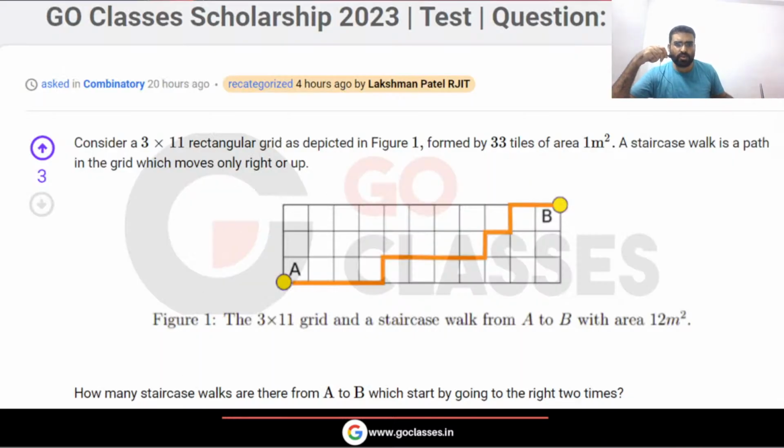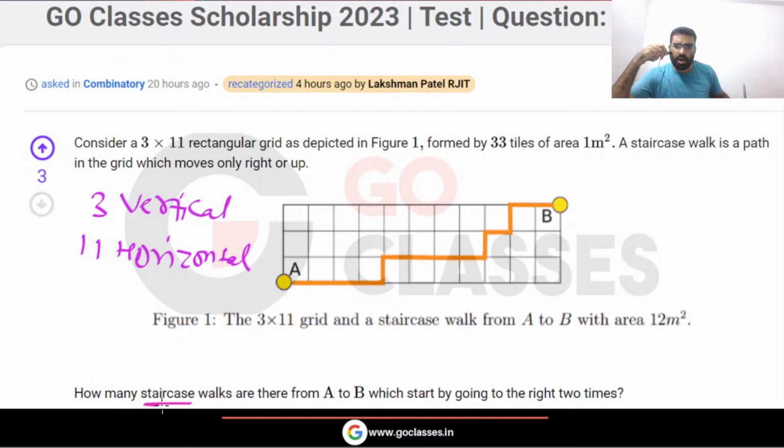Okay, now let's see question number 4. Quickly tell me the answer. This is a very simple question. A 3 by 11 rectangle grid is given to you. There are 3 vertical steps and 11 horizontal steps. Now the question is asking that you have to go from A to B.